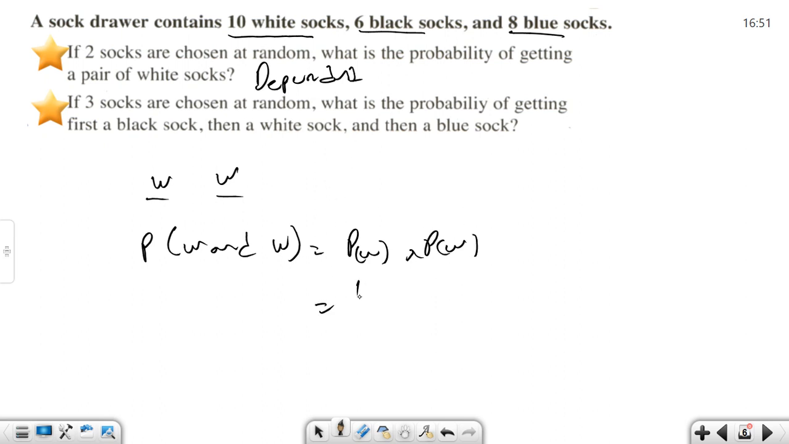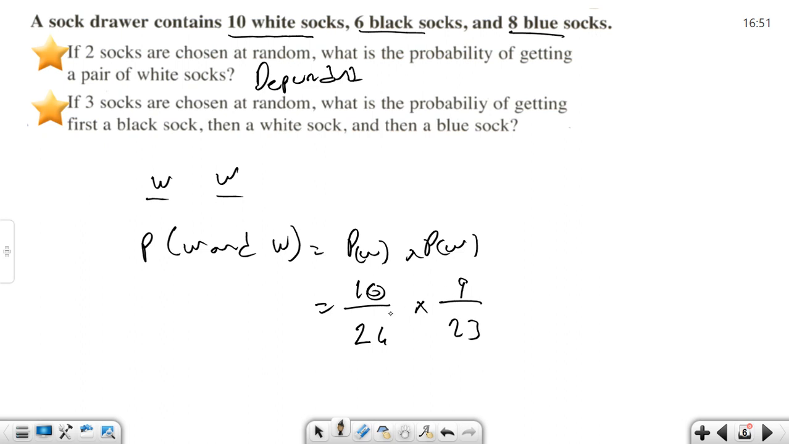At the beginning we have 10 white over 10, 16, 24, so 10 over 24. Multiply by, now I take 1 white away, so I get 9 white over 23. The number of white and the total change at the moment. Be careful, because you take away 1 white.